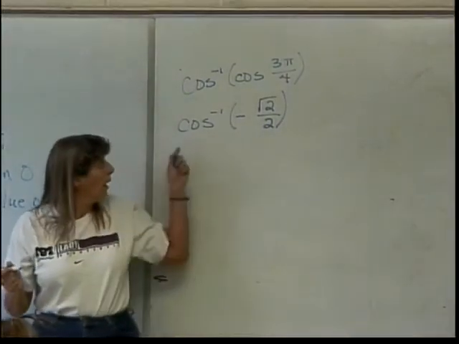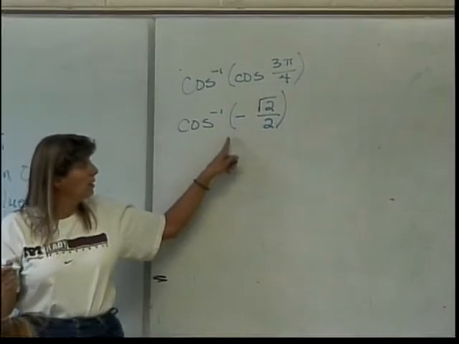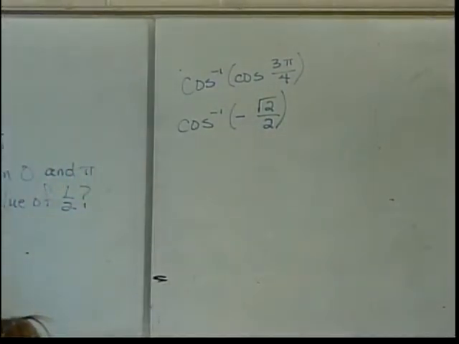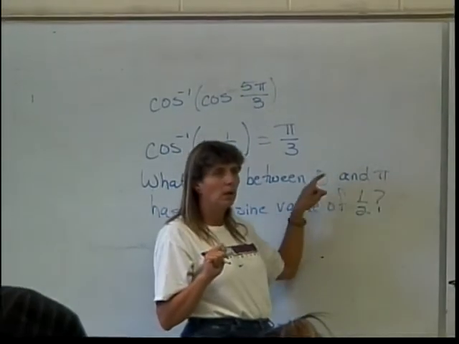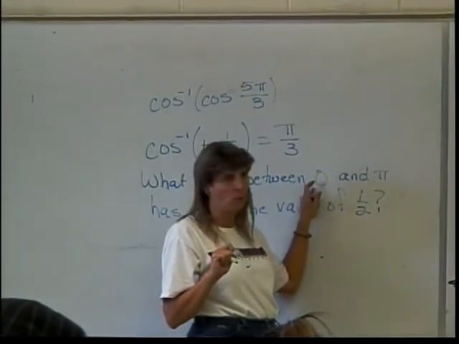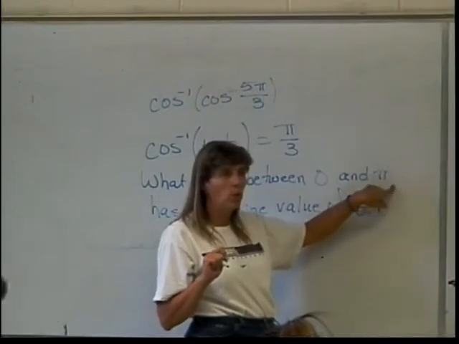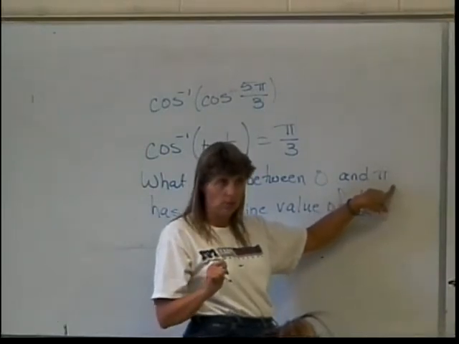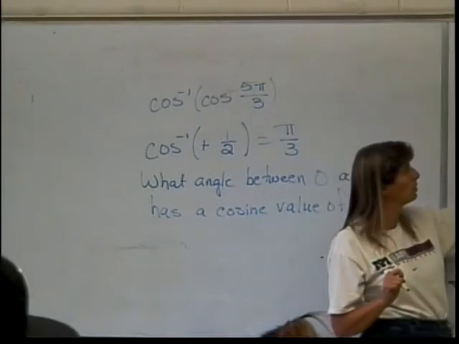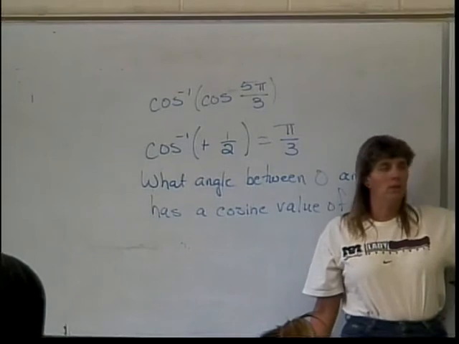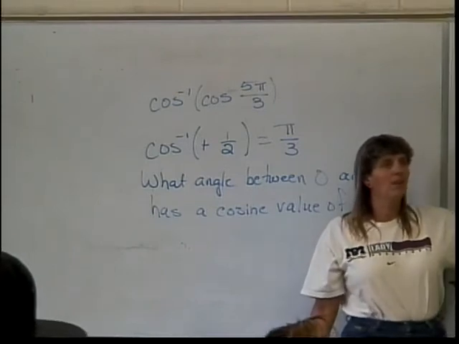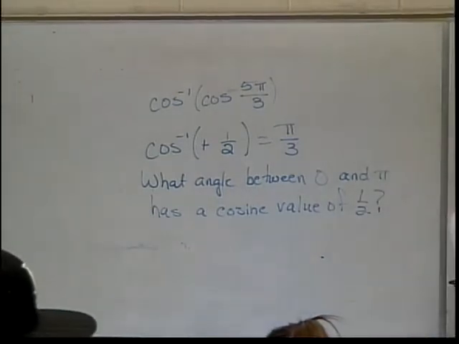Now, this is essentially the same question. What angle between 0 and pi has a cosine value of, but this time it's negative root 2 over 2? Well, when I'm going from 0 to pi, in quadrant 1, my cosine values are all positive, so I'm not going to be in quadrant 1. When I'm in quadrant 2, my cosine values are negative, so this is going to be an angle in quadrant 2. Well, what angle in quadrant 2 has this negative cosine value? That's not quadrant 2, that's in quadrant 4. What is it? 3 pi over 4.